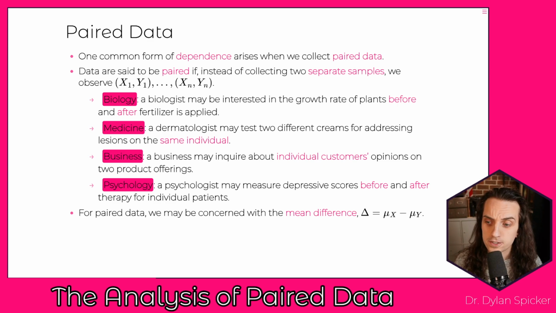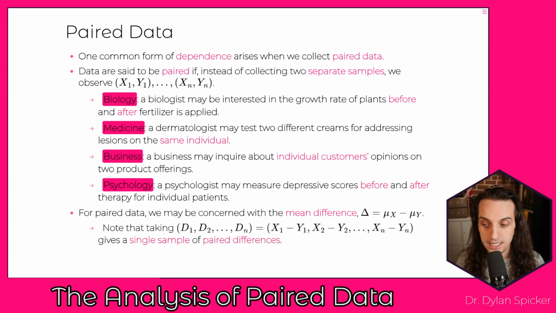With paired data, we're often going to be concerned with our mean difference. So we're thinking about the difference of x minus y, and we can refer to that as delta sometimes. Now, one really critical thing to note is that if we were to take our paired differences directly, and so we define this sample of d1, d2, up to dn, where d1 is just going to be x1 minus y1, and d2 is going to be x2 minus y2, and dn is going to be xn minus yn. So we take each of our pairs and we take the difference within those pairs.